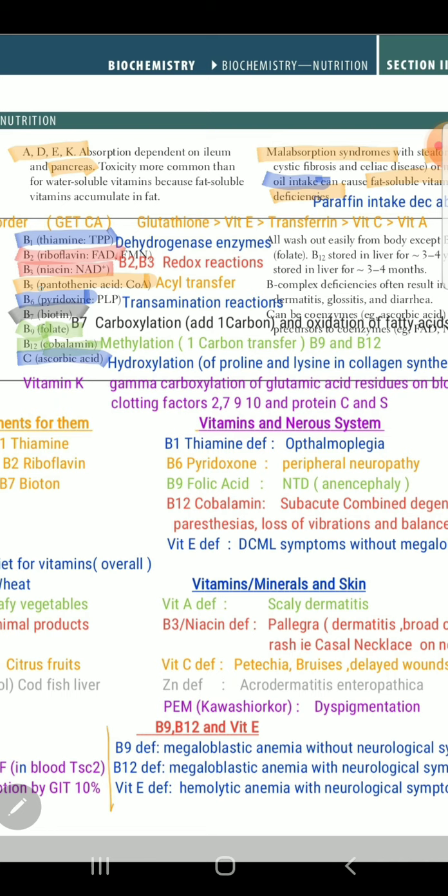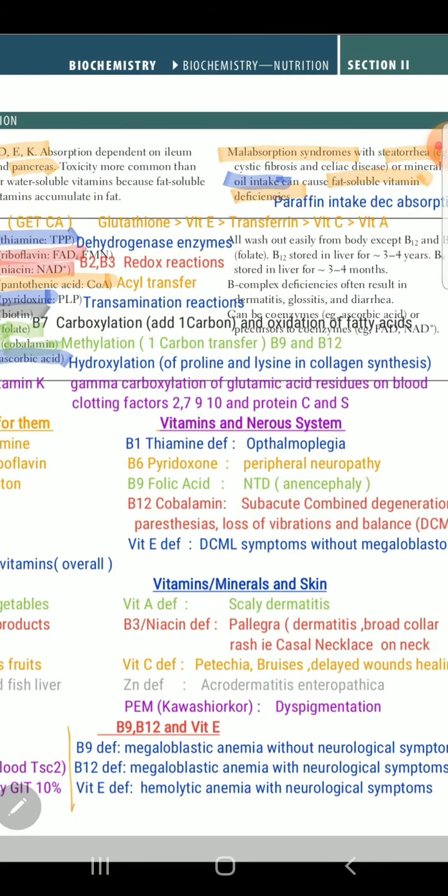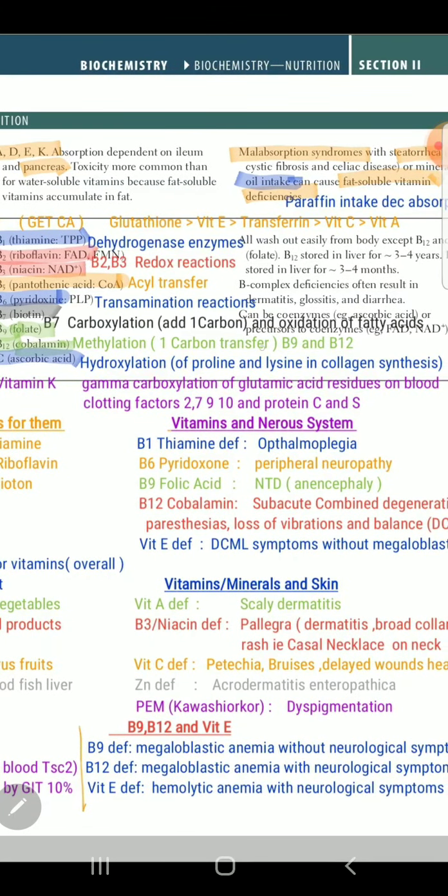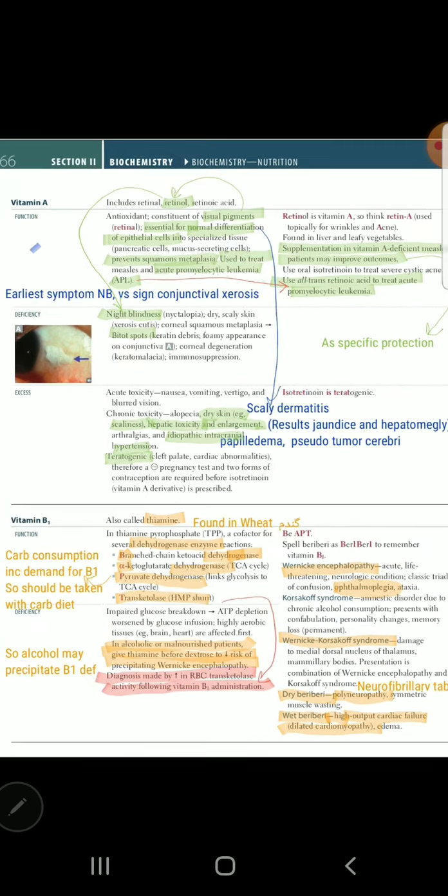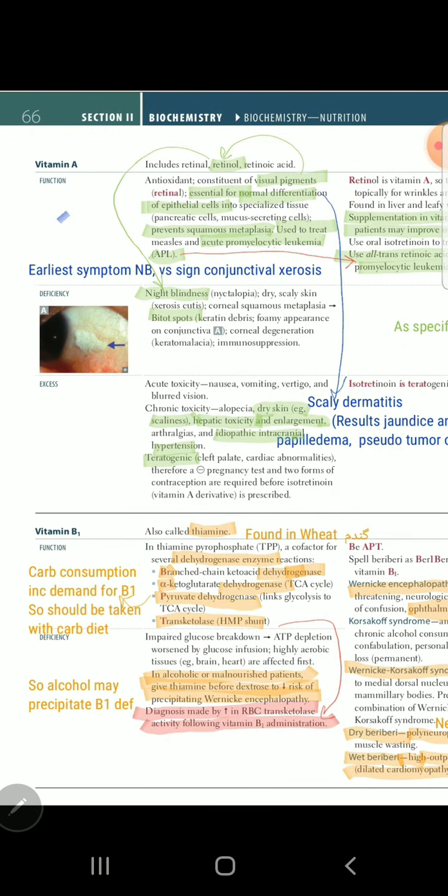Vitamin C after the B complex, its second name is ascorbic acid. It is used in the hydroxylation of proline and lysine in collagen synthesis. So collagen synthesis defect will be there. And now moving on to the first vitamin, that is B1 or thiamine. We know that it is TPP, thiamine pyrophosphate, as a cofactor. Another MCQ asked is it is present in wheat.